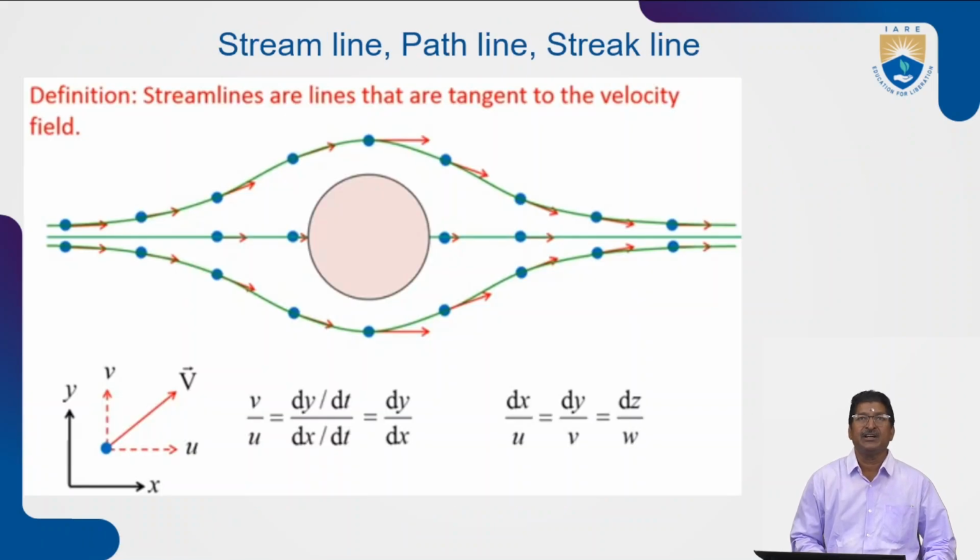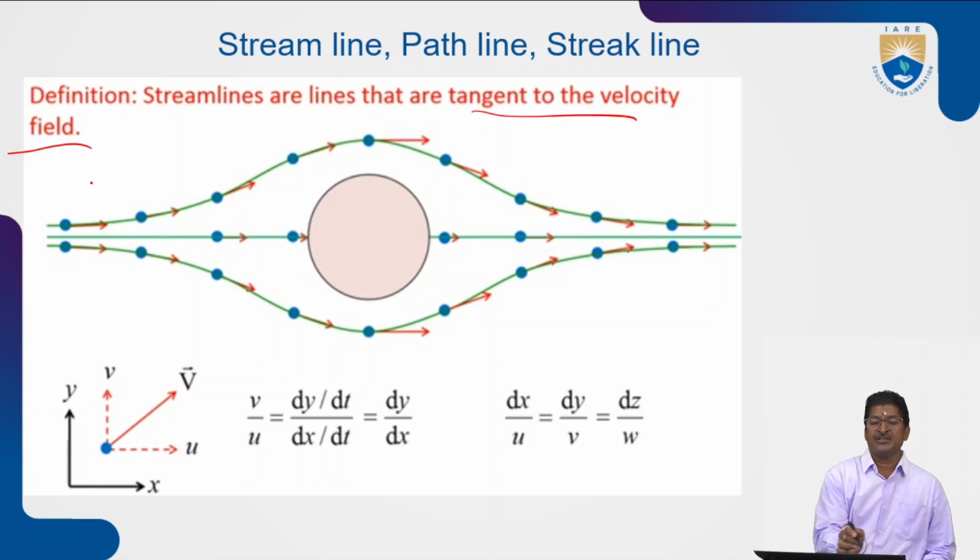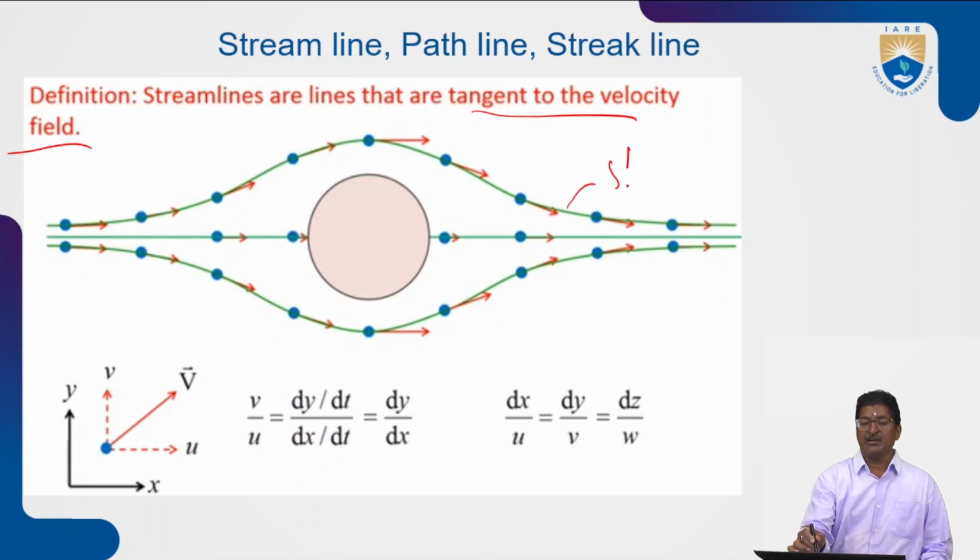You can see the figure here. Streamlines are lines that are tangent to the velocity of the fluid. In other words, it is a line which is tangential to the velocity of the fluid field. So you can see this is the streamline.